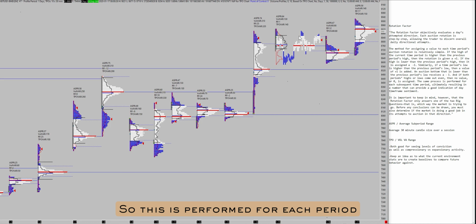Okay, so this is performed for each period across this, right? Ultimately resulting in, as it says, a number that can provide a good indication of the day time frame sentiment. So again, what direction are we trying to move? Is the market trying to move upward, or is the market trying to move downward, or is it ultimately moving sideways because there's a little bit of neutrality? So it's important to keep in mind, however, that the rotation factor only answers one of the two big questions, and we already got into this.